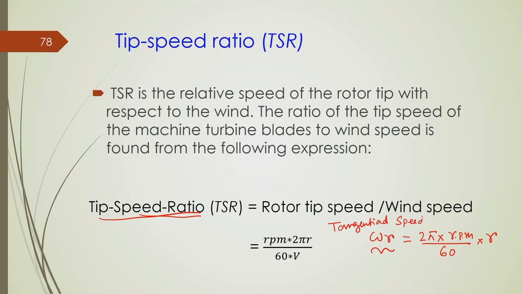at the tip of the rotor. Okay. So, if you divide this by the actual speed of the wind, then whatever you get is the tip speed ratio. Okay. This is an important factor on which the efficiency, or the power coefficient, will vary.